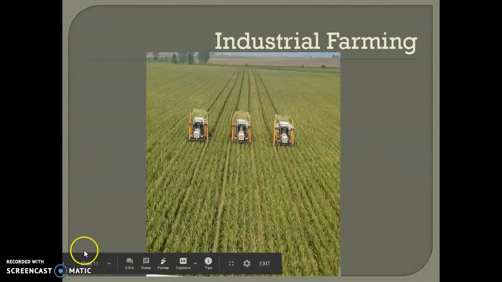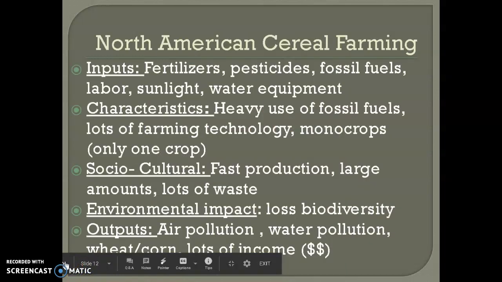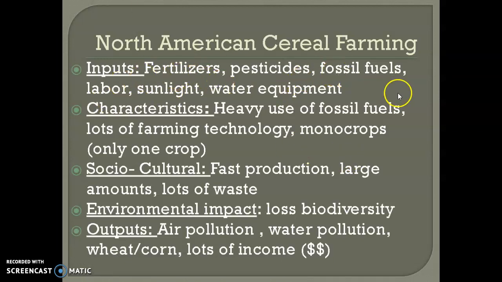Alright, so yeah, we have the industrial farming that changed the practices. This is all one thing, as opposed to when it was a single family farm, where they had sections of all sorts of different kinds of crops and could sustain themselves entirely. So our North American cereal farming, that's your oats, your wheat, your corn, they have to add fertilizers, pesticides, fossil fuels, labor, sunlight, and water equipment to help make things grow.